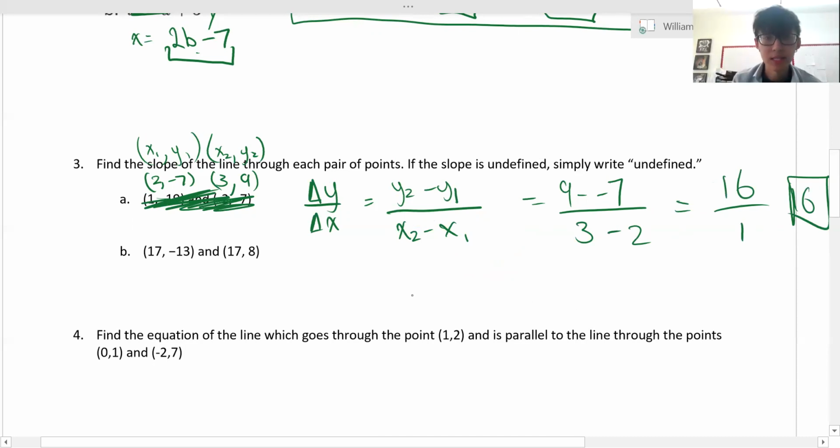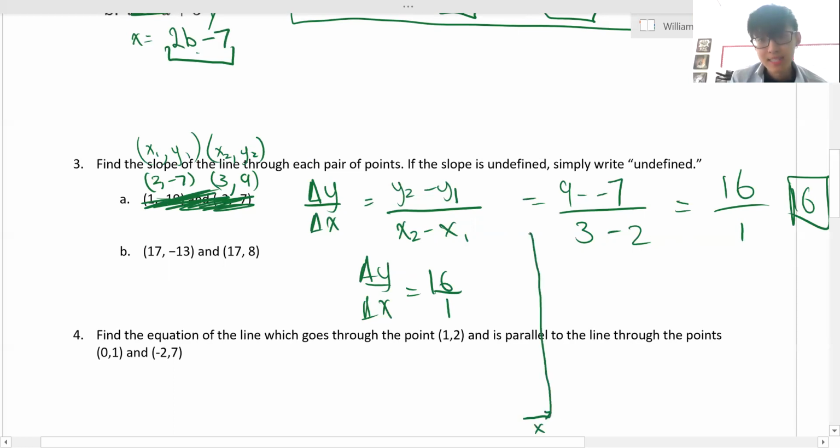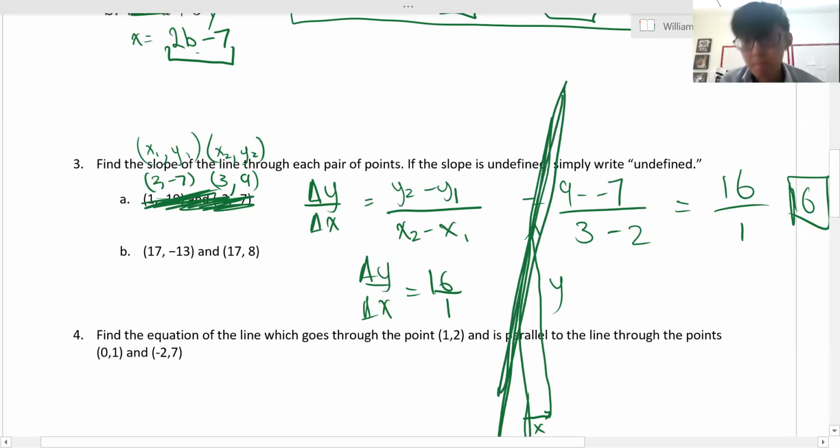So essentially, what this is saying is that my change in y over change in x is equal to 16, right? Or 16 over 1. So basically, for every 1 that I go over in x, I go up 16 in y. So the slope of my line would look something like this. It'd be very positive, right? For every 1 I go over, I go 16 up. Hopefully that makes sense.